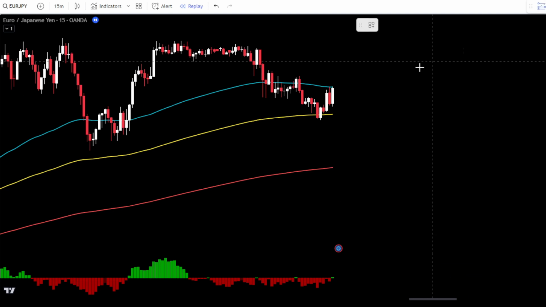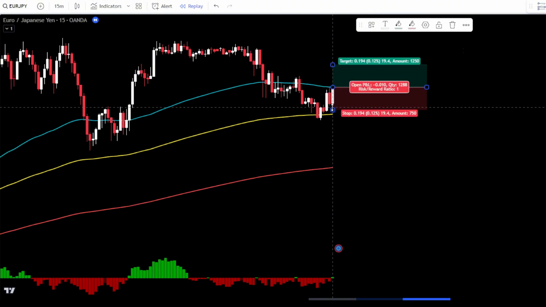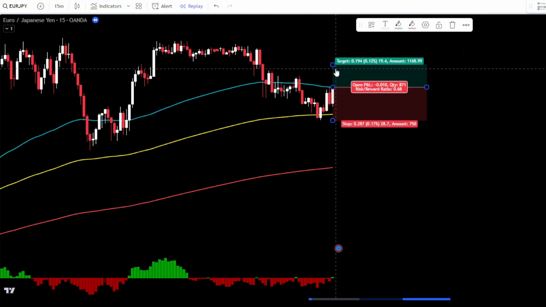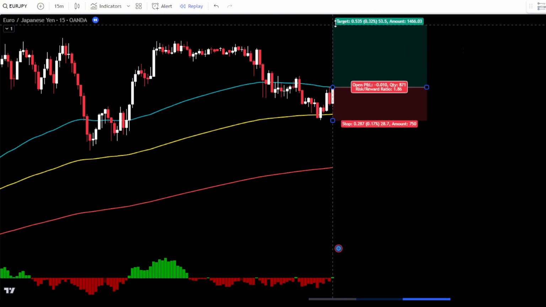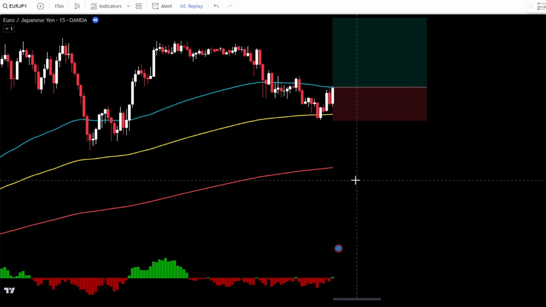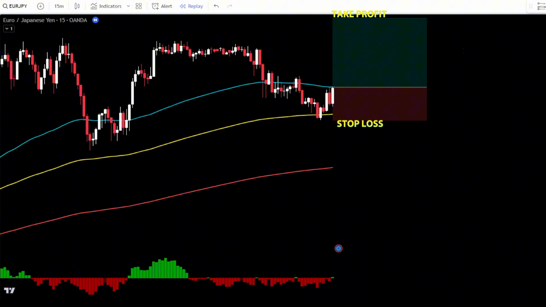If all conditions are met, you can place a buy entry after the bullish candlestick has closed. Place the stop loss at the last low. Use a take profit target with a risk to reward ratio of 1 to 2.